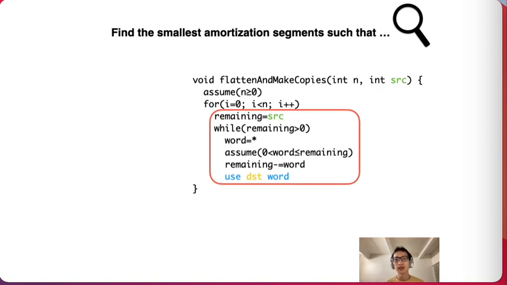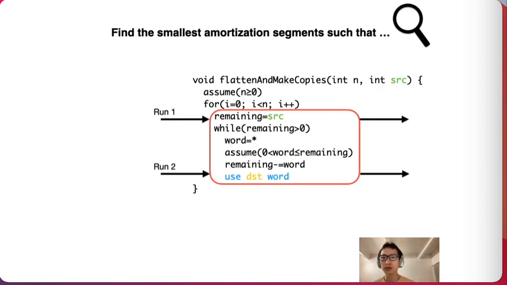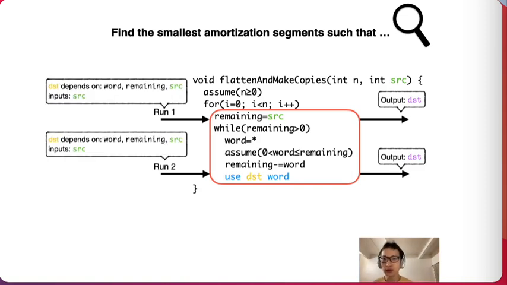Back to our example. Let's consider 2 rounds within the segment. What we care about is the value of the resource variable dest when exiting the segment, the output of the segment. Dest depends on word, remaining, and source. But for this segment decomposition, we see that source is the only input variable. So for any 2 rounds through that segment, as long as source is the same, dest will be the same. Since we can prove that source is the same on input whenever we enter this segment, the decomposition is precise.